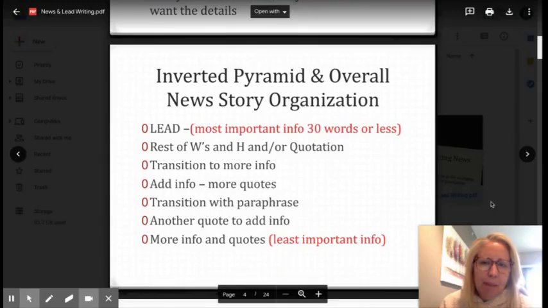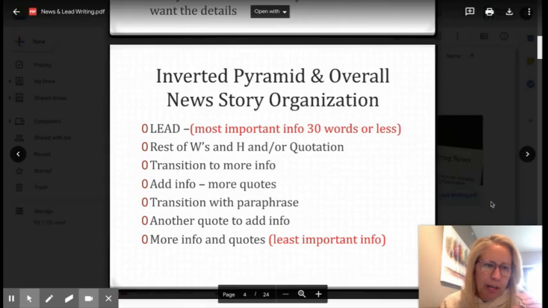So here's, again, and there's a handout on this, but I also have it here. So just a summary of what I've just said: the lead, followed by the W's and the H or quote, whatever you didn't fit into the lead.